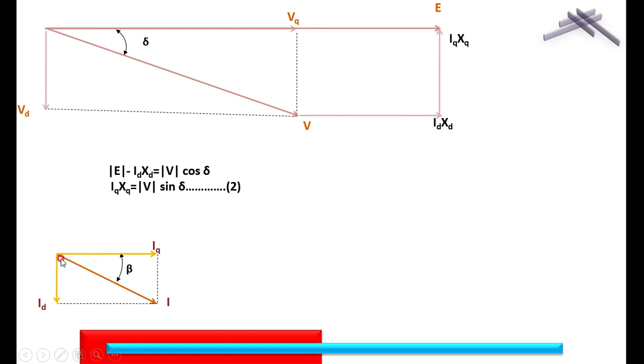Similarly, taking the current, I am extracting only the current phasors from the main vector diagram. Here it is IQ, it is ID, and this angle is beta. Therefore, IQ is I cos beta and ID is I sin beta. This is the current relation, this is the voltage relation. Then phi is equal to beta minus delta.